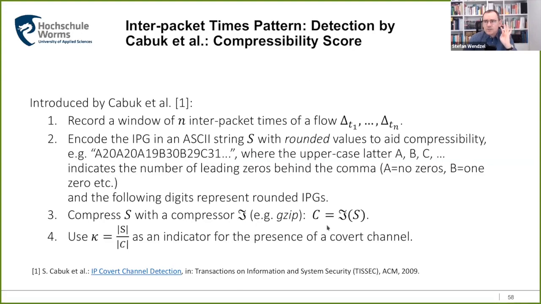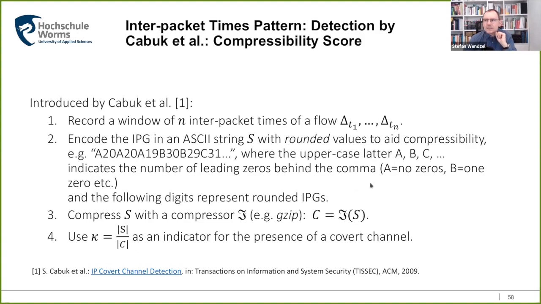And the second one is essentially an entropy-based approach. So again, we record a flow or a window of the flow, let's say 600 or maybe 2000 packets. We record the inter-packet gaps, the deltas here. We round them and perform some string coding of the inter-packet gaps. The leading characters represent the zeros behind the comma, and then we compress this string and we calculate some kappa value, which is the length of the original string divided by the compressed string length.